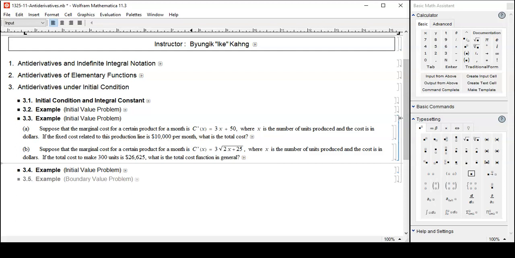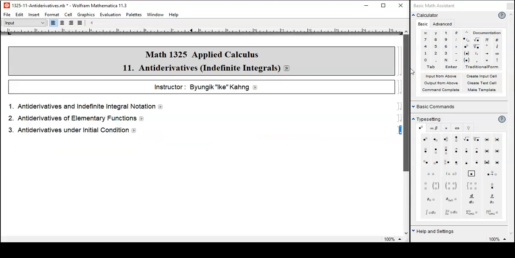Okay, that's it for lesson 3, or excuse me, section 3, and I leave the rest of the problems to you.